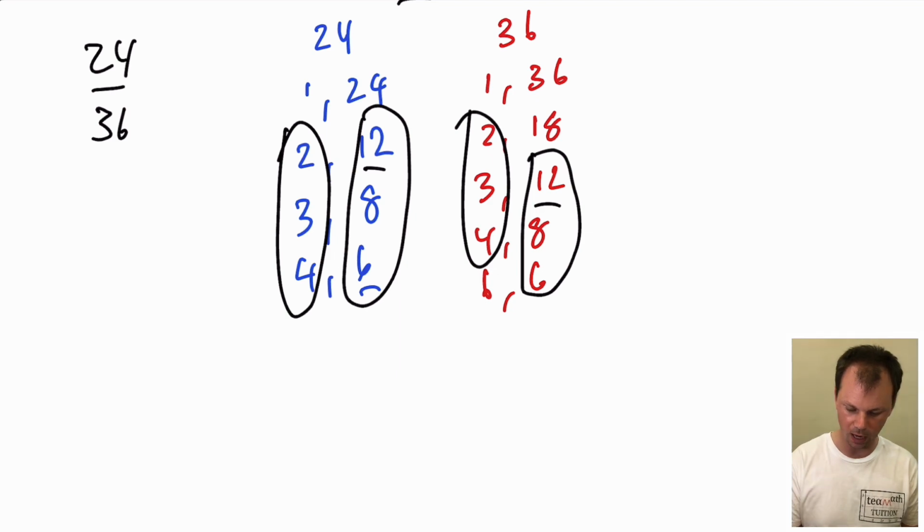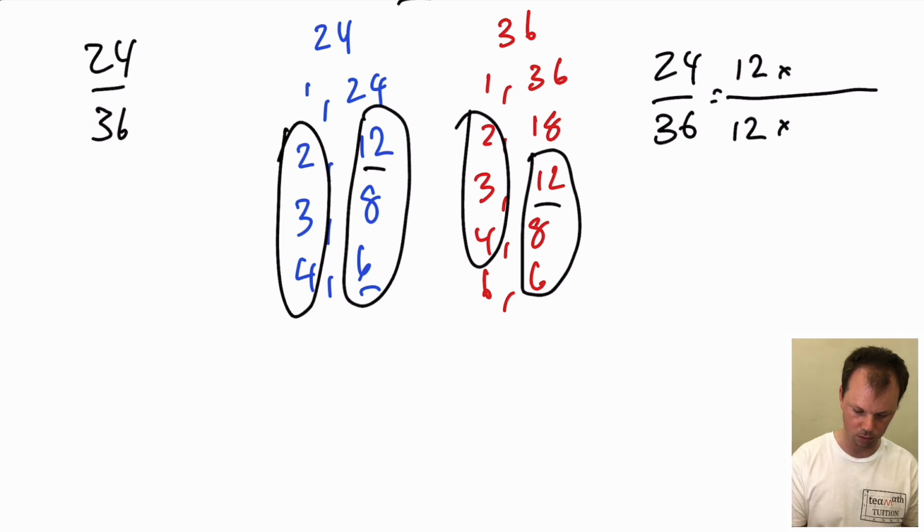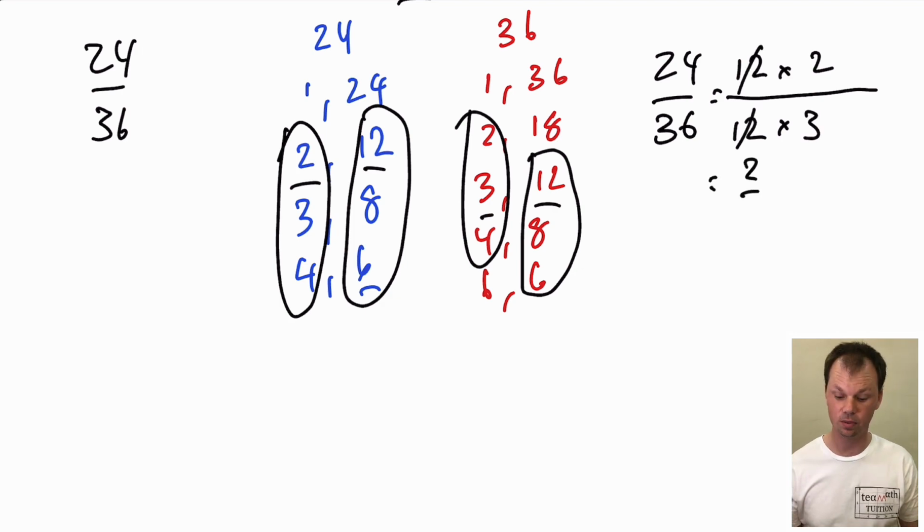So if we write our 24 on 36, we're saying 12 is common to the numerator and the denominator. We've got 12 times 2 and 12 times 3. And we have our simplified version like we had just above.